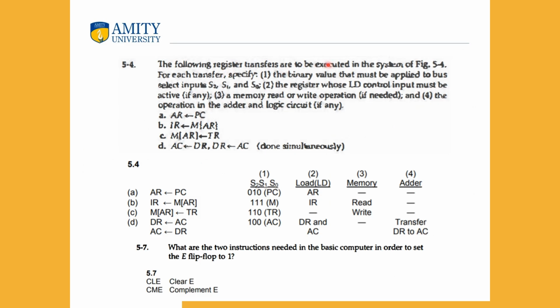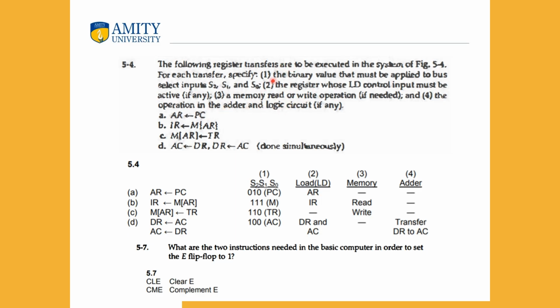The next question states as follows: the following transfers are to be executed, which are given in a system, and we have these 4 different parts that we need to complete. The first part is that we need to find the binary value for the bus selection inputs S0, S1 and S2. We also need to find out which register will have the load input set to 1, which will be active. The third is the memory read or write operation, whether the memory will be read or written. And finally, on the fourth one, we have the operation of the adder and logic circuit, if it needs to be performed.